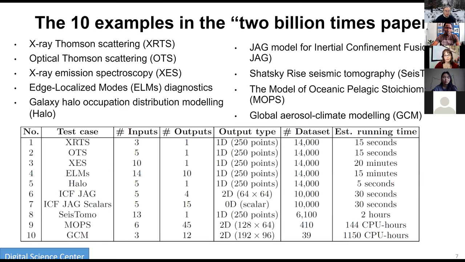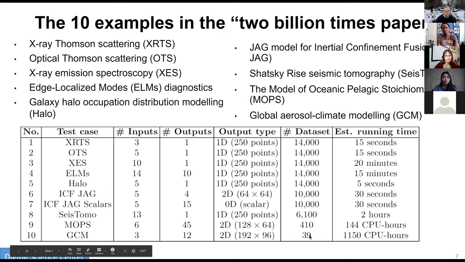And here are the 10 examples, which vary. You can see fusion, seismology, ocean, climate, some scattering experiments, spectroscopy. I'm not quite certain what edge localized modes is. Here we have an astrophysics computation, halo.